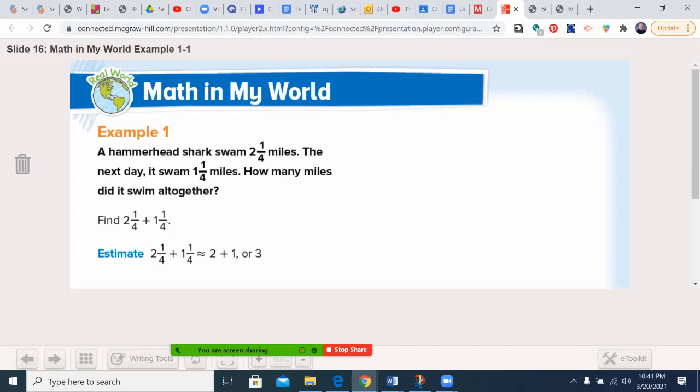All right, so let's look at example one. A hammerhead shark swam 2 1/4 miles. The next day it swam 1 1/4 miles. How many miles did it swim altogether? And altogether is a key word for adding. And you can see that our problem is going to be 2 1/4 plus 1 1/4. You should estimate in your head, that's close to 2, that's close to 1. My answer should be close to 3. Nothing for you to write in there. Basically, we're just worried about getting the numbers and getting an idea of what we're going to get for an answer.